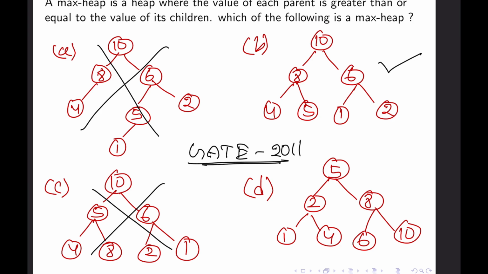Okay, now we can see the next one, option D. Whether it is a complete binary tree: yes, it is a complete binary tree, all the labels are filled. Now we will see the second property, that is, whether the value of its parent is greater than its children or not. 5 should be greater than its children, 2 and 8. Here you can see 5 is less than 8, that means the value of the parent is less than the value of its children. So this property is violated, and we can say this is not a heap.